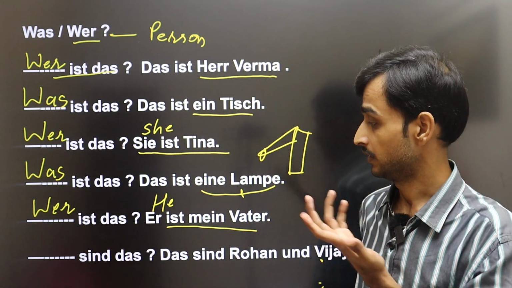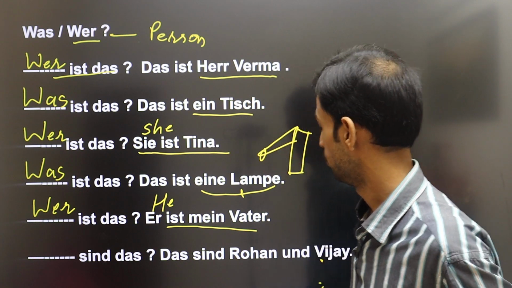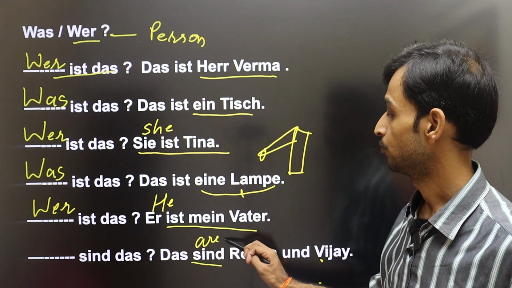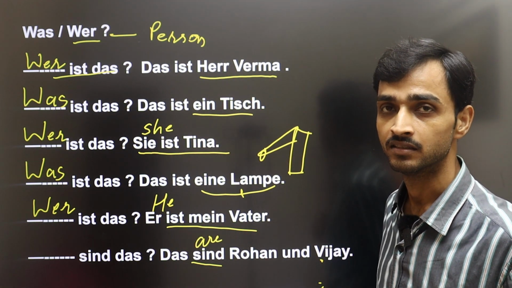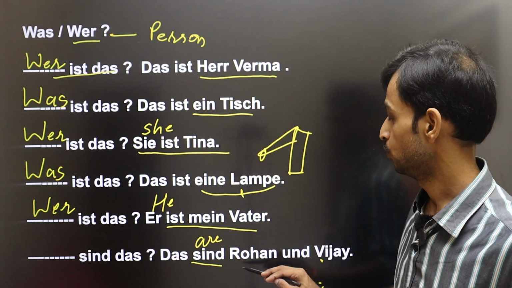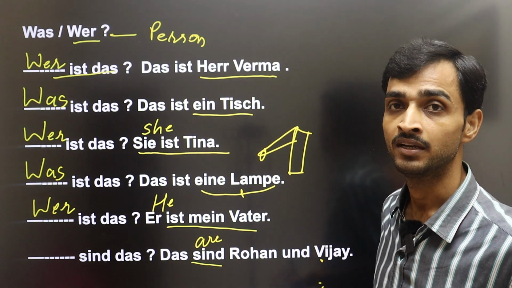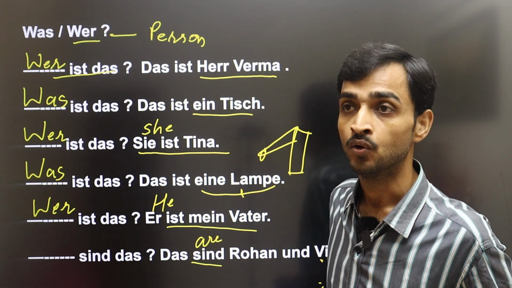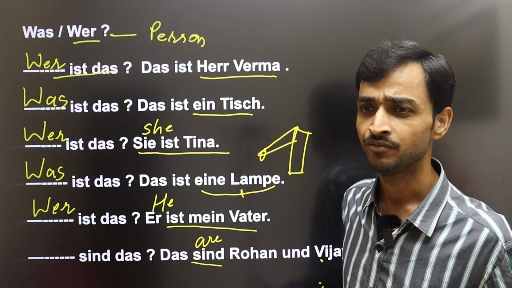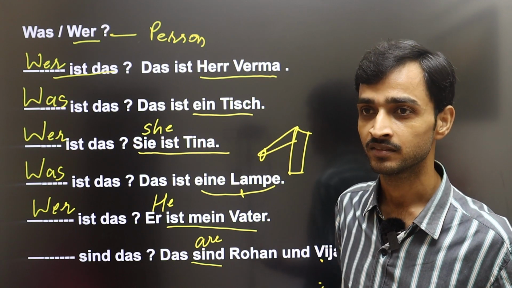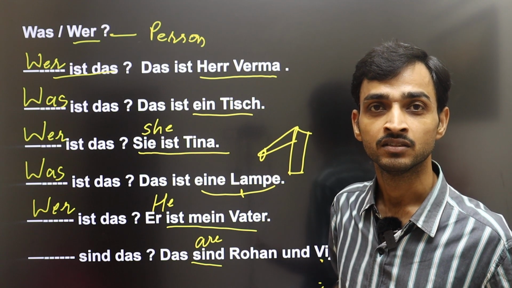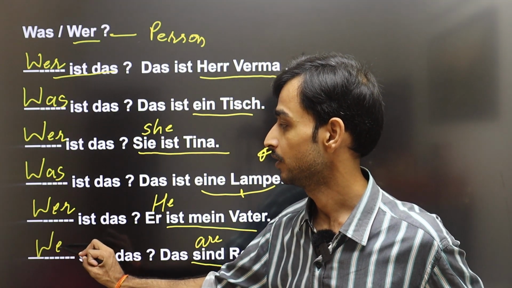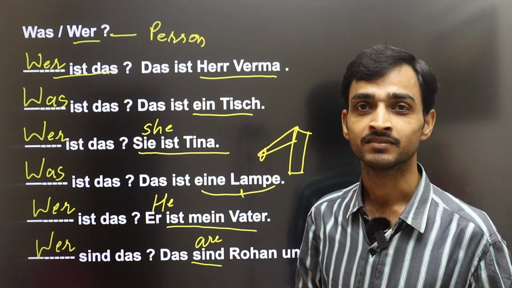So simple. And the last, Das sind Rohan und Vijay. These are plural. Sind means are. For plural, two things, we use sind. Rohan und Vijay. These are Rohan and Vijay. My question is, who are these or what are these? Rohan and Vijay, persons, might be two friends, two neighbors, two colleagues, two siblings. Who are they? So wer. Wer sind das? That's all in this class.